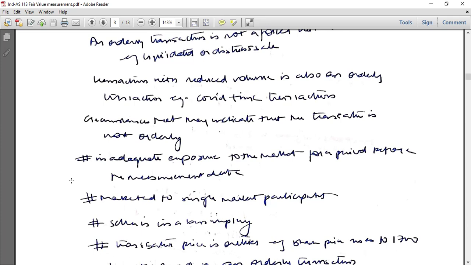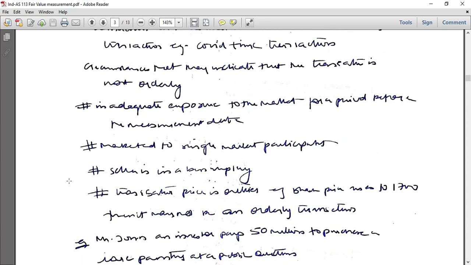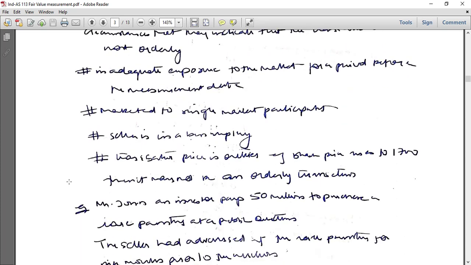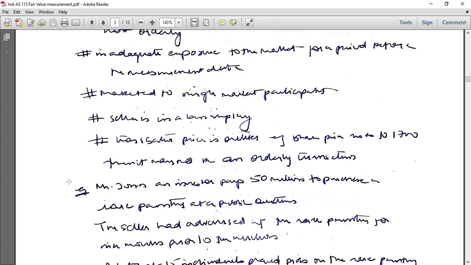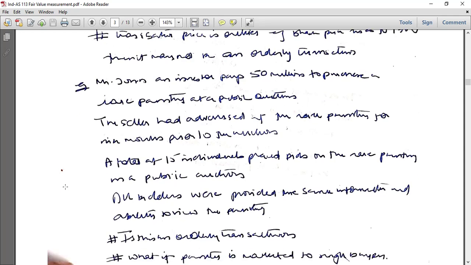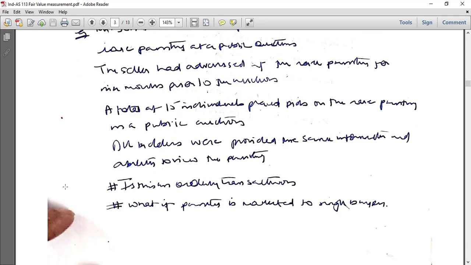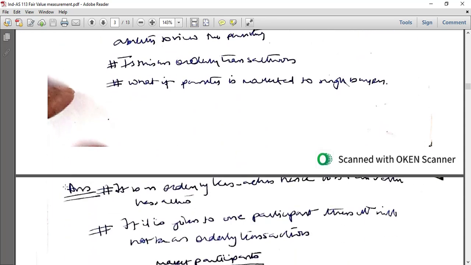Mr. John, an investor, pays 50 million to purchase a rare painting at a public auction. The seller had advertised the rare painting a month ago, and invited 10 people to the auction. A total of 15 individuals placed bids on the rare painting. All bidders were provided with the same information and ability to view the painting. Is this an orderly transaction? Is the painting marketed to a single buyer? No, the painting is not marketed to a single buyer as it was open to the public and 15 individuals placed bids. Hence, it is an orderly transaction.